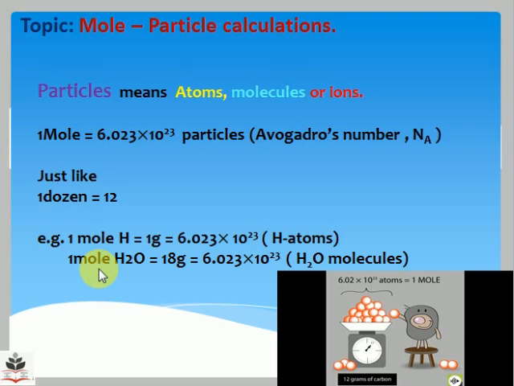Similarly, here I have another example, 1 mole of water. What will be the mass of 1 mole of water? It will be 18 grams. So how many water molecules will be there in 1 mole of water? The number of water molecules in 1 mole of water will be 6.023 × 10^23. You can see the number of particles in 1 mole of a substance doesn't depend on the mass of that substance.